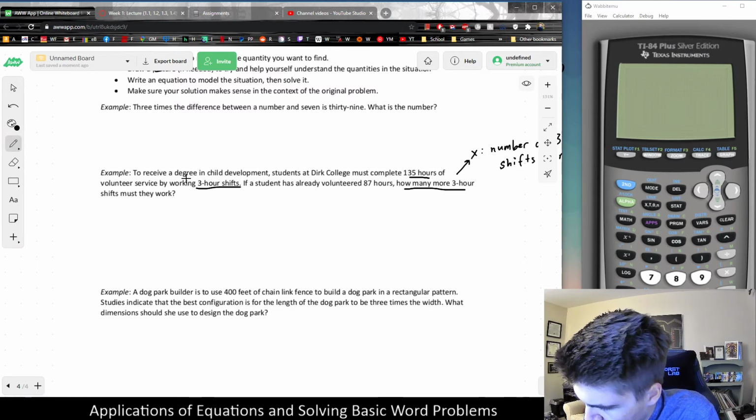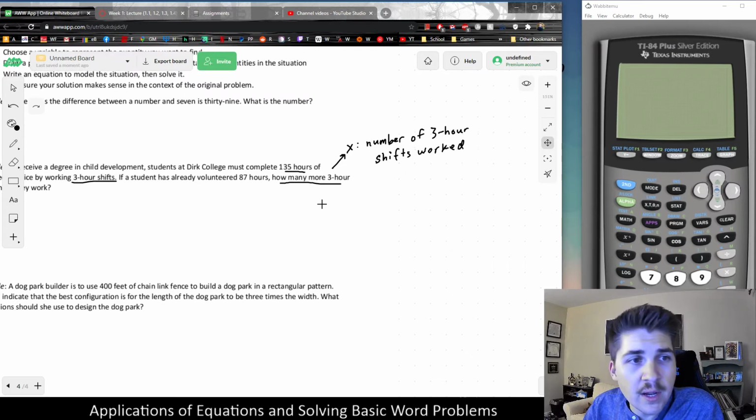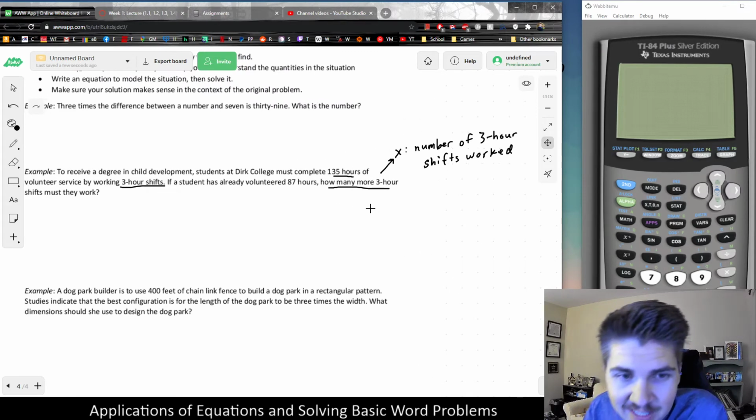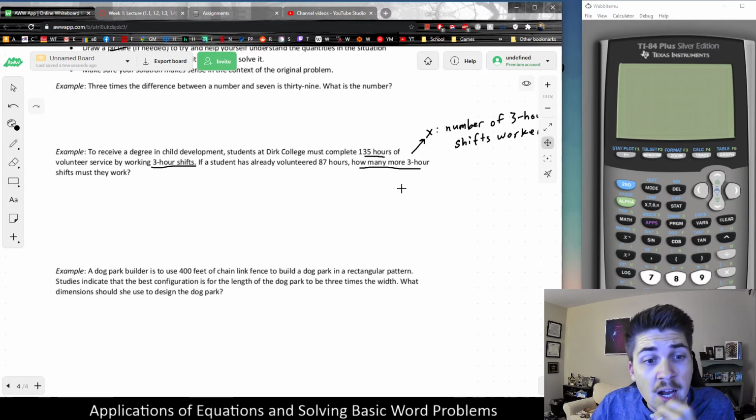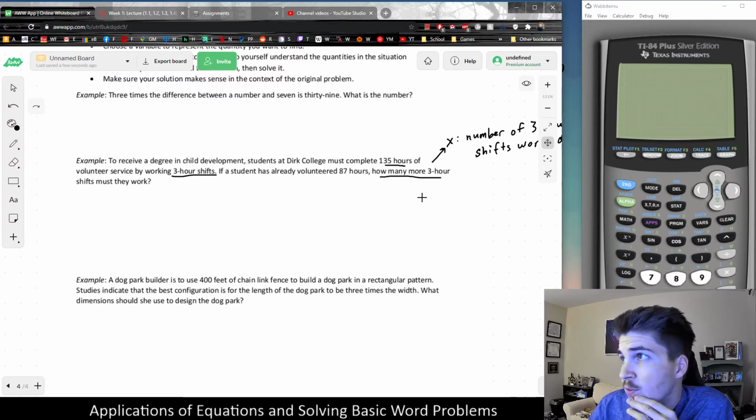And usually on an exam, it is smart to label what your variables stand for. Usually it's implied, and if it's obvious, you don't need to do it. But in a more complex problem where you have lots and lots of different things you're trying to solve, it's very important. Or you could just use S for shifts, and that would be more obvious.